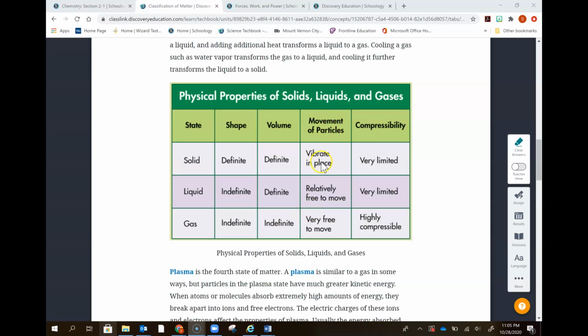The movement of the particles. Solids vibrate in place, meaning they move very, very little. Liquids are relatively free to move around, but only within the volume that they contain. Gases, the molecules are very free to move around and will move completely within the container that they are contained within. And compressibility, meaning how much they can be squeezed or pressed. Solids and liquids have very limited compressibility, meaning they cannot be compacted or compressed very much at all. Gases, on the other hand, are highly compressible.